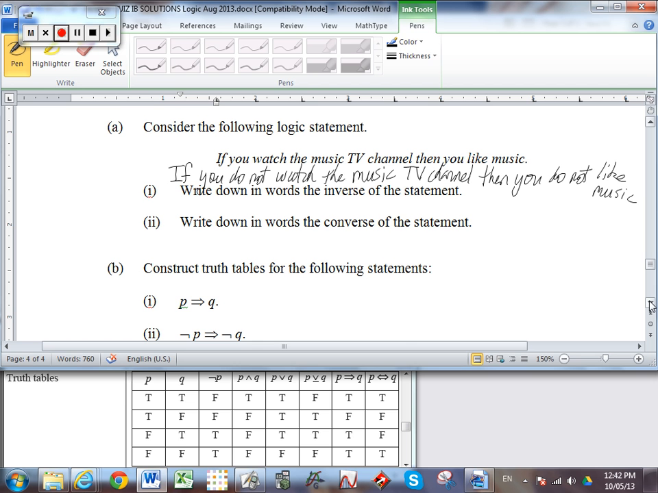Write down in words the converse of the statement. Alright, the converse, we're just going to switch the order, but keep them as positive. So, if you like music, then you watch the music TV channel.